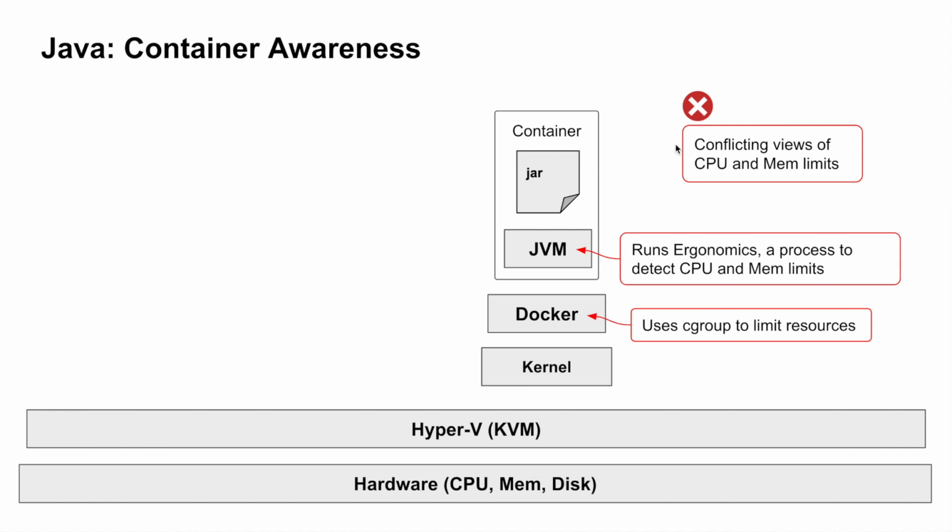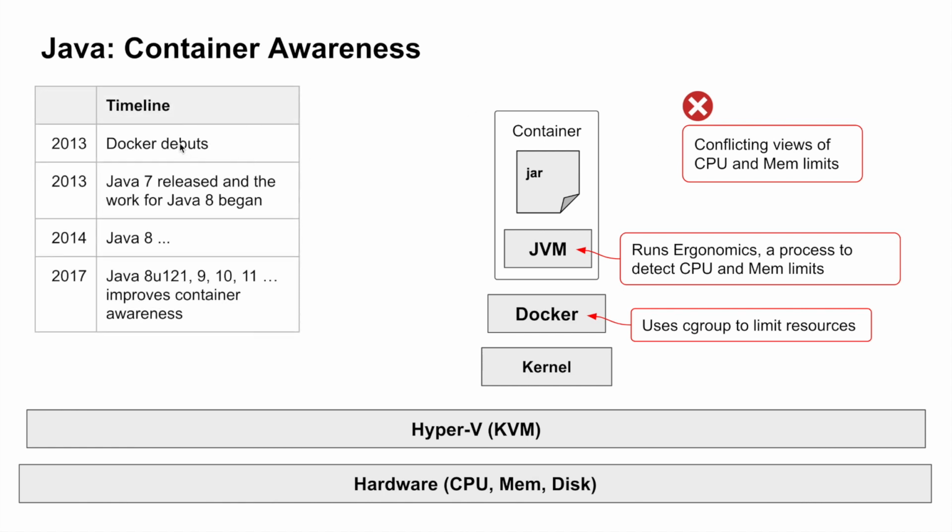These conflicting views can be explained by a small history lesson. If we look at the timeline of Docker and Java, we can see that in 2013, Docker debuts, and also in 2013, Java 7 is released and work for Java 8 begins. So it's not until Java 9 that Java gets a chance to start making container features.